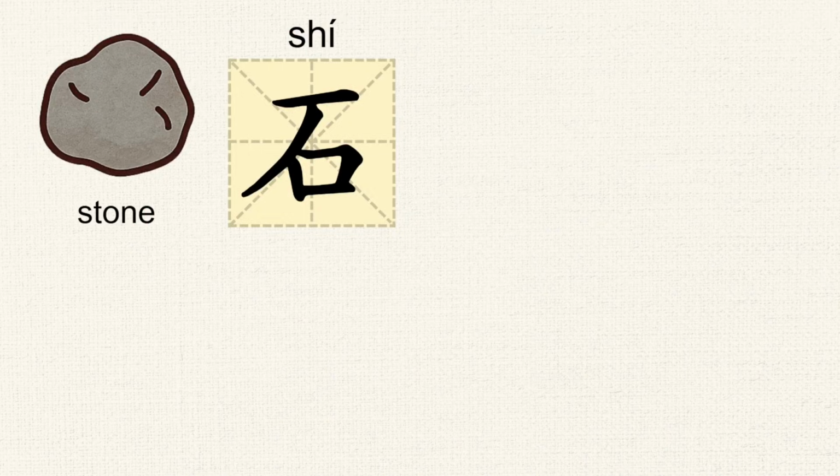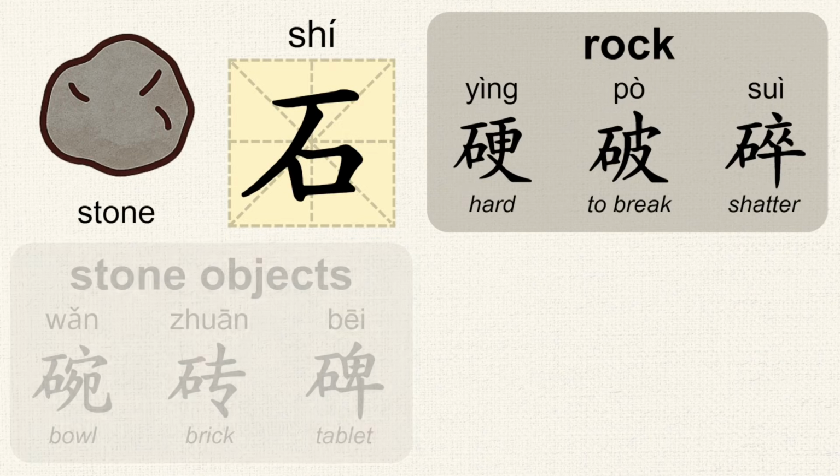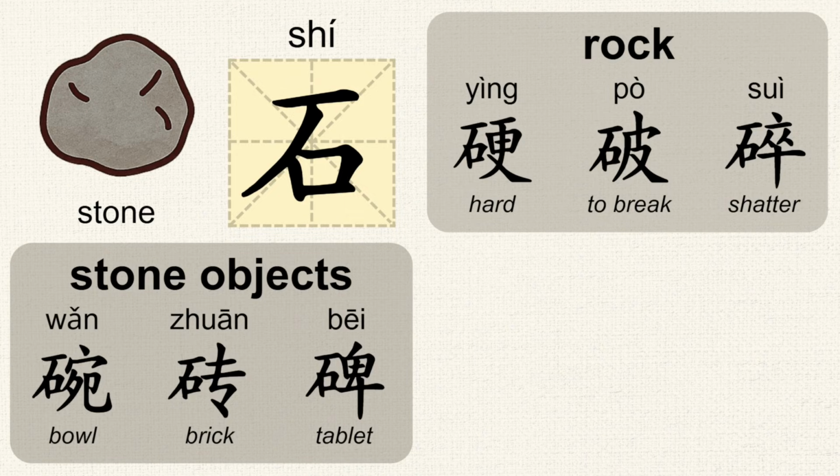Our next radical is shi, often used in 石头, which means stone or rock. Words that are semantically related include yin, which means hard, po, which means break or broken, and sui, meaning shatter. Shi is also used in objects made out of stone, like wan, which is a bowl, zhuan is a brick, and bei is a stone tablet.